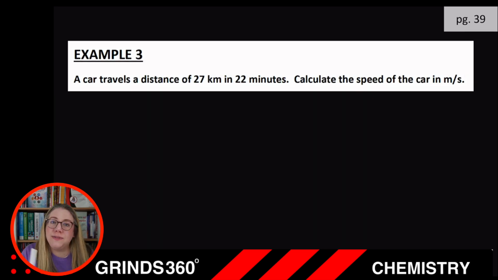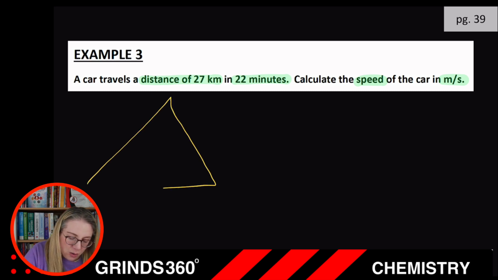So as long as you have the distance traveled and how long it took to move that distance, you can always work out the speed, or even if it says the average speed, that's what it's looking for. So the next one. A car travels a distance of 27 kilometers in 22 minutes. Calculate the speed of the car in meters per second. I'm highlighting the word speed because that's telling me what formula to write on my answer booklet.